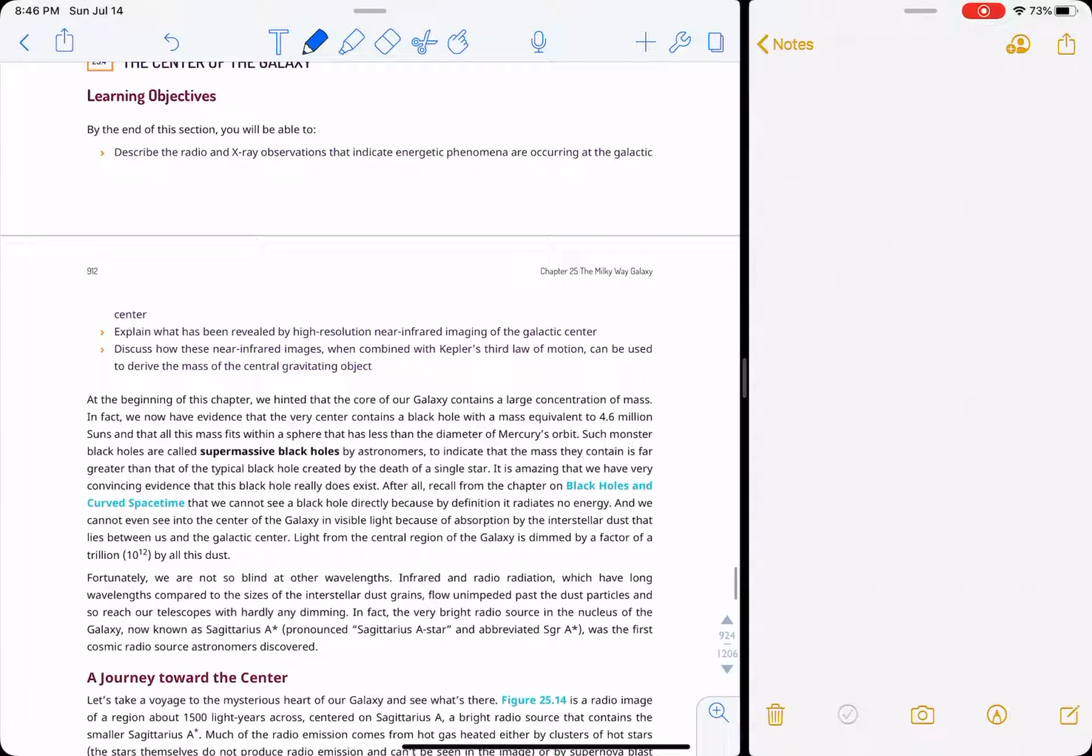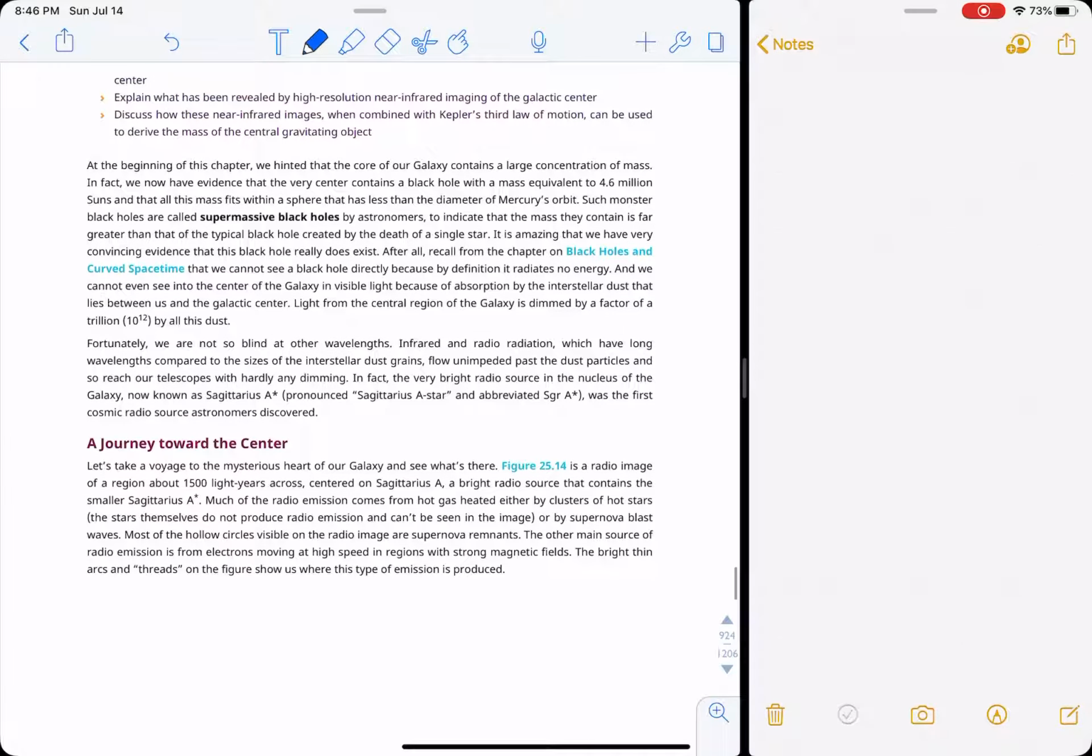At the center of the galaxy is a supermassive black hole called Sagittarius A star, written like this. Sagittarius A star, or Sag A star, is the supermassive black hole at the center of the galaxy. It's like 4 million times the mass of the sun, 4.6 million. That's a big black hole. In any case, every galaxy has one. Every galaxy has a supermassive black hole at the center.